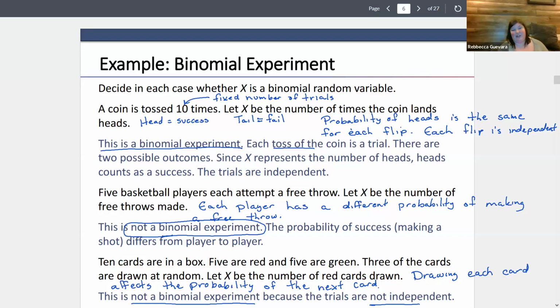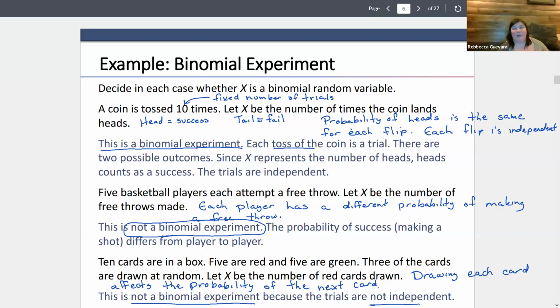So here we have a success and a fail. Red could be our success, and green would be our fail. If I had red cards, green cards, and blue cards, then we'd have 3 different events. That wouldn't be binomial. So like I said, we need those 2 events.